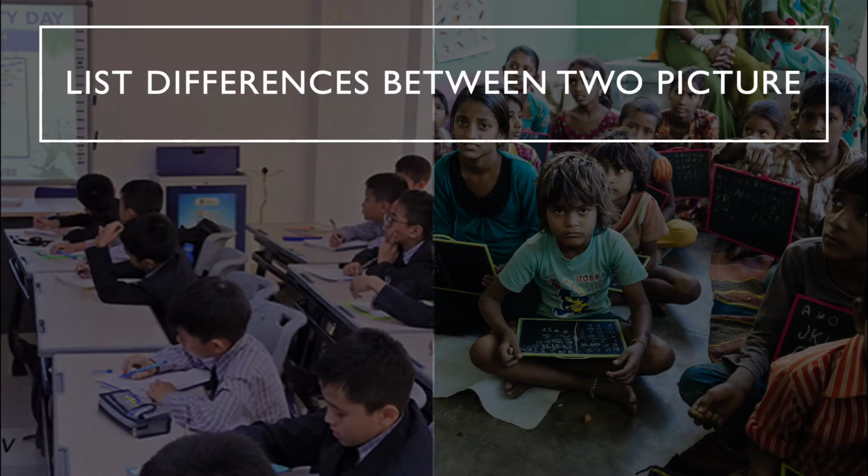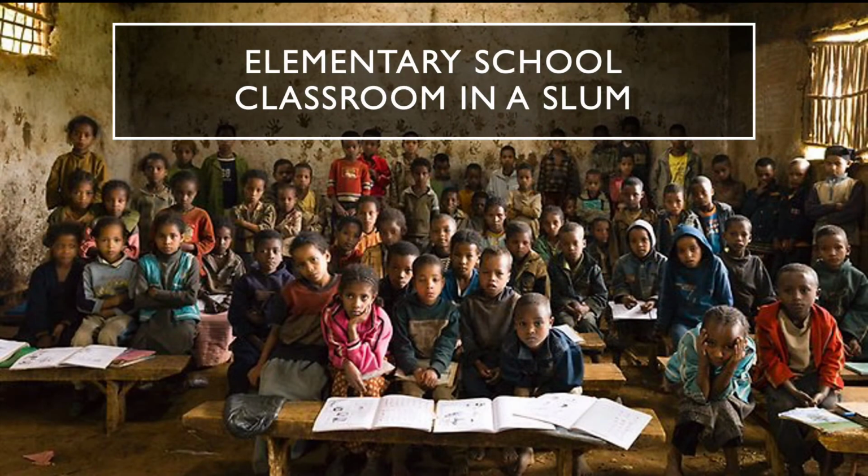Children, list differences between the two pictures on your screen. Yes, you are right. On the left side of the slide are privileged and well-to-do children sitting in a flourished classroom. On the right side of the screen are slum children who are malnourished and underprivileged. See children, as the title suggests, this is an elementary school classroom situated in a slum area.